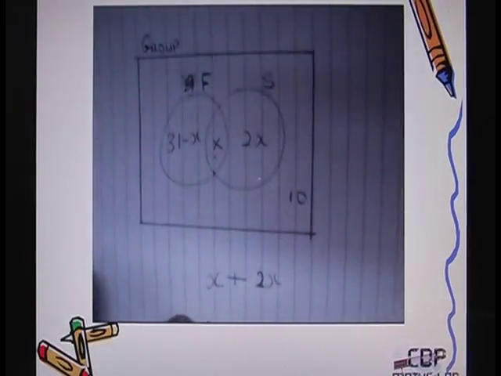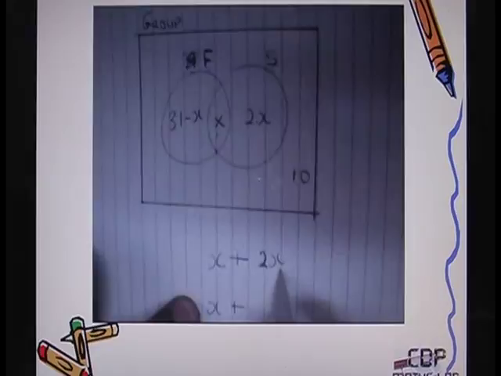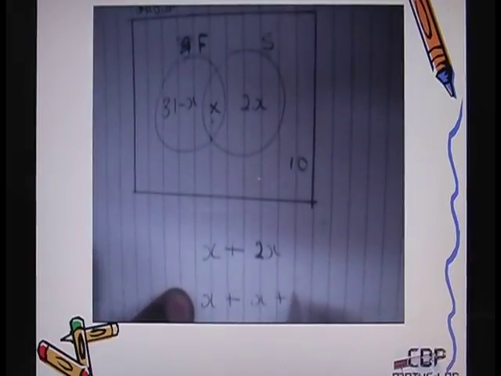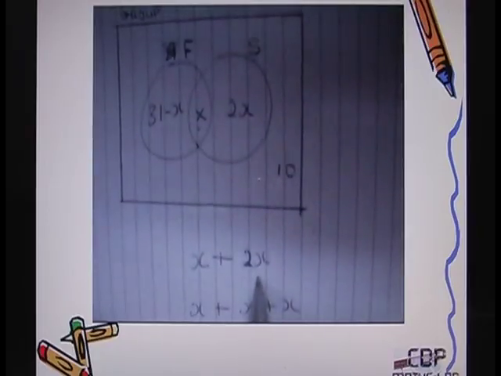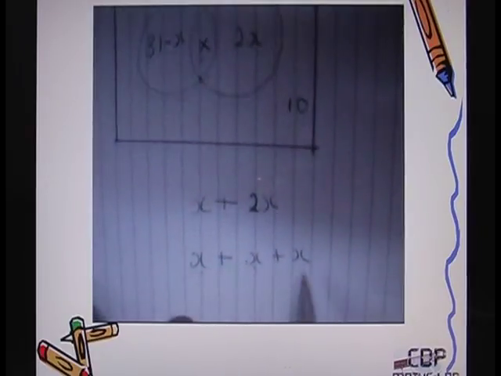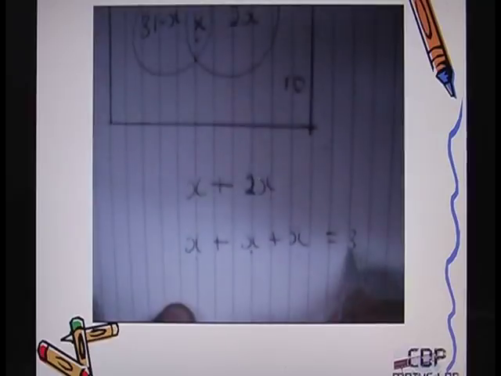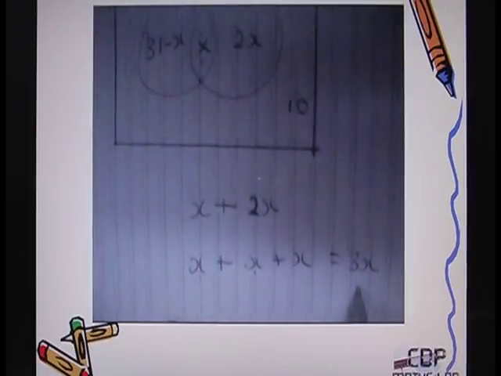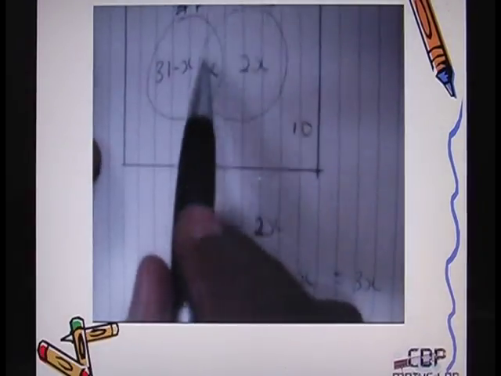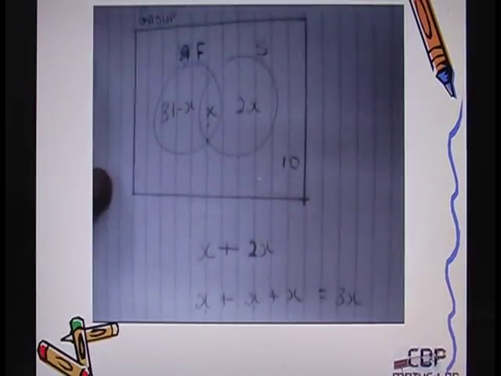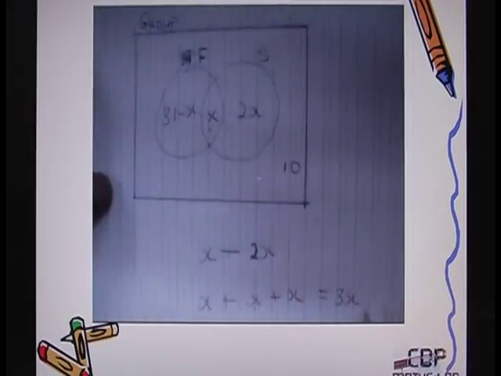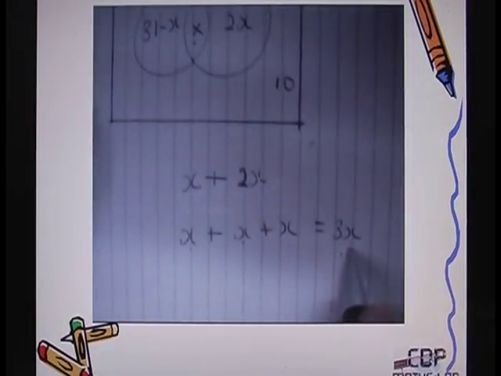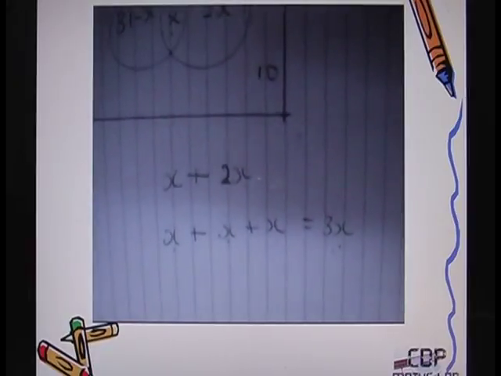So what do we have then? We have X. We can convert this 2X to X plus X, because X plus X is the same thing as 2X. So X plus X plus X is equal to 3X. So 3X then will be the number of students who pass Spanish. Now for us to get a specific answer, we have to find the value of X. A question, how are you going to find the value of X?